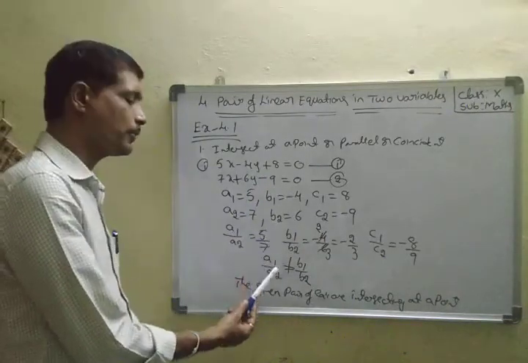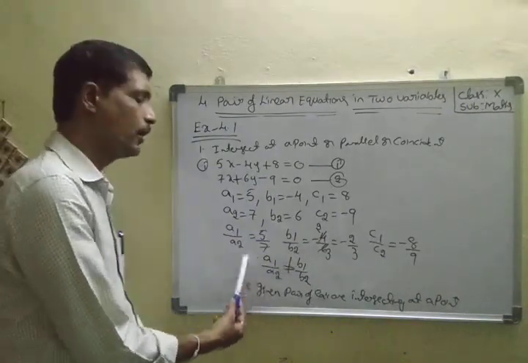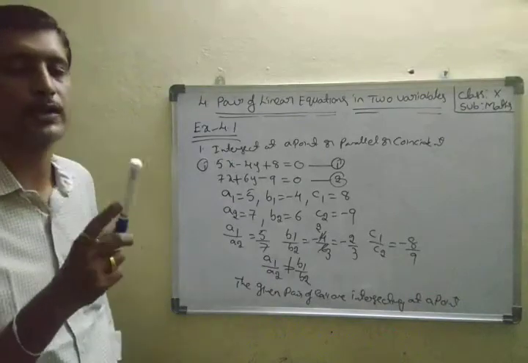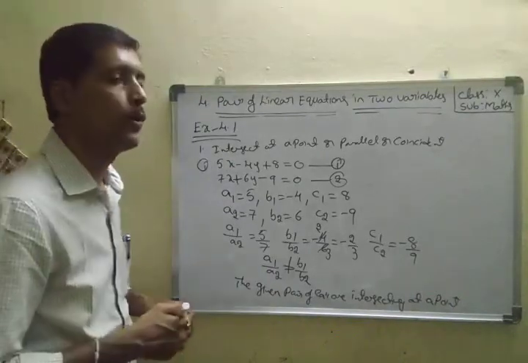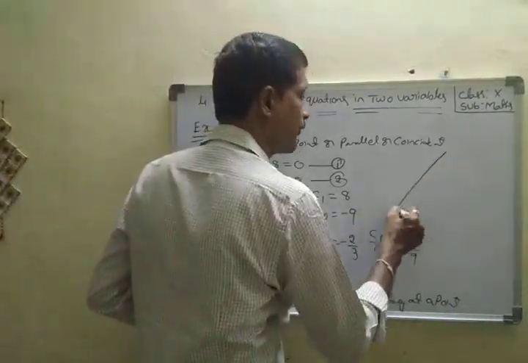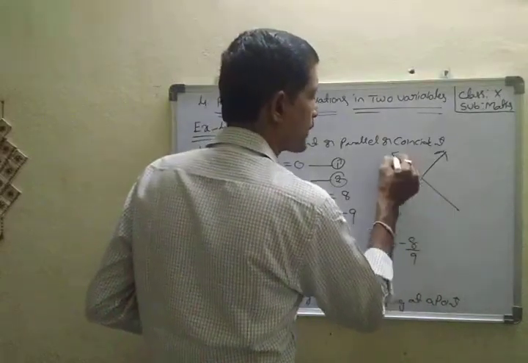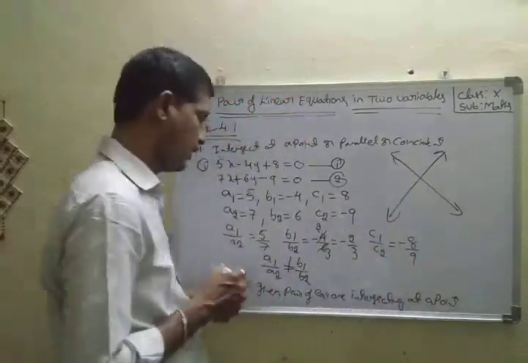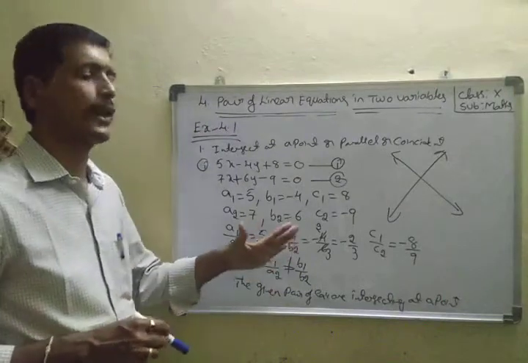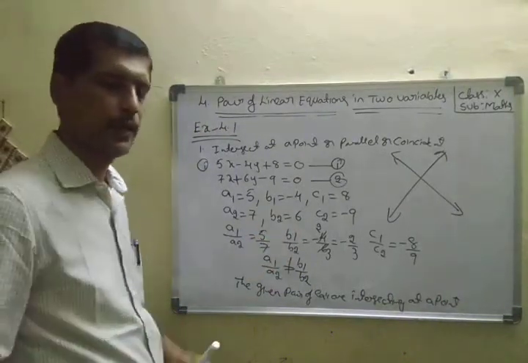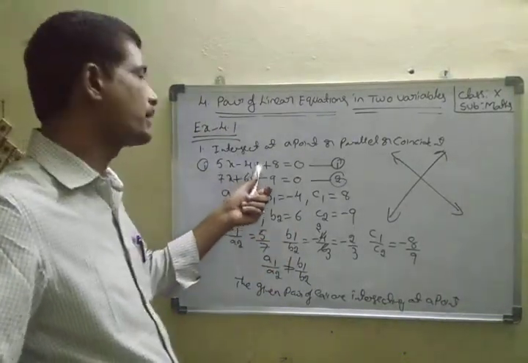Therefore A1 by A2 not equal to B1 by B2. This is the condition for a unique solution. Unique solution means the two lines are intersecting at only one point. The graph is only intersecting lines. Therefore, the given pair of equations are intersecting at a point.